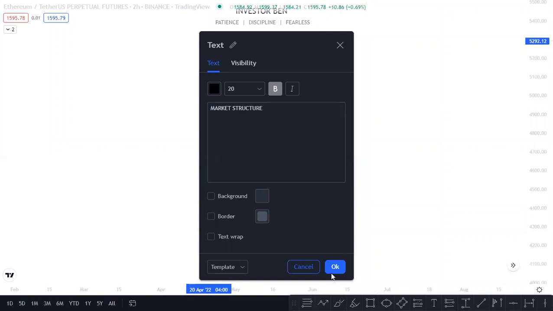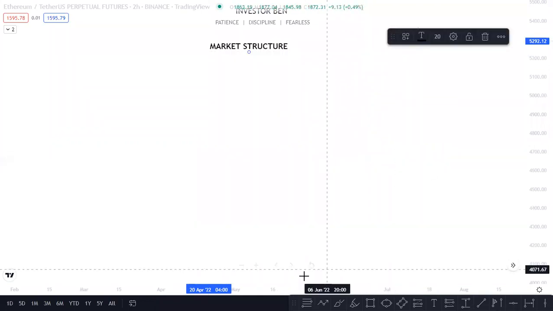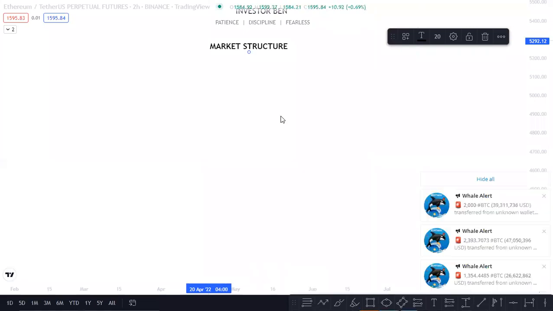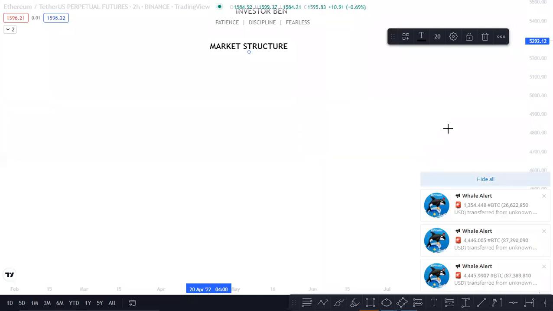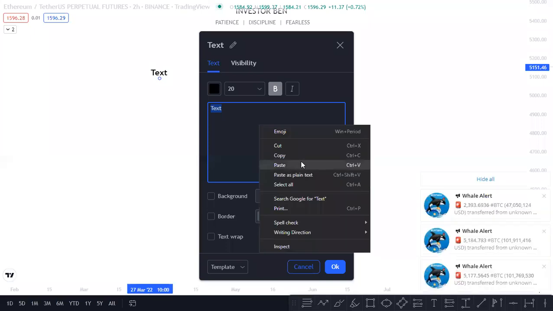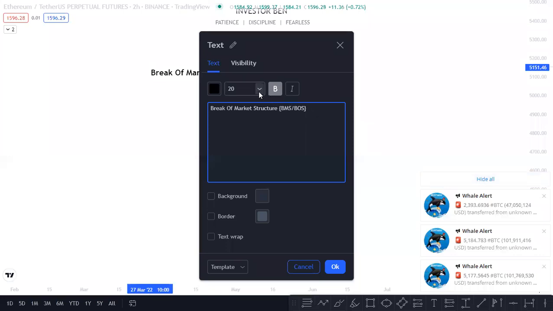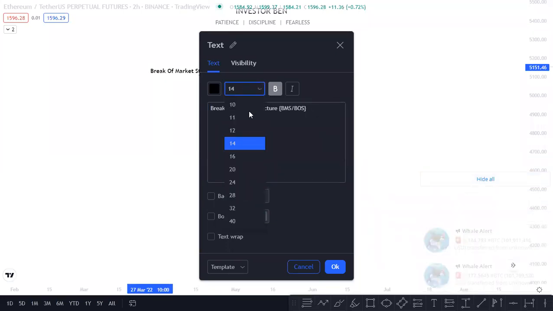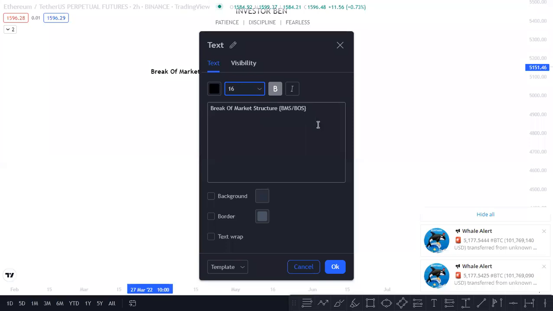Yeah, so market structure and Telegram, and their news based. Probably you should see this well.